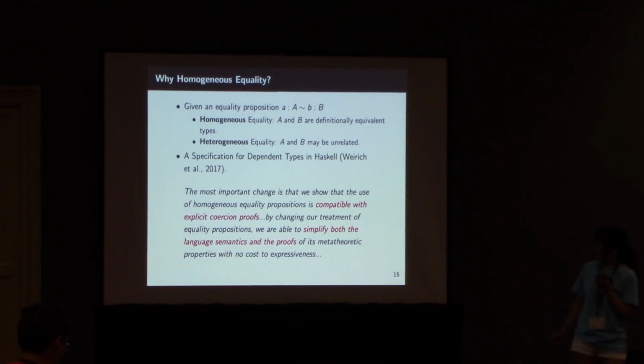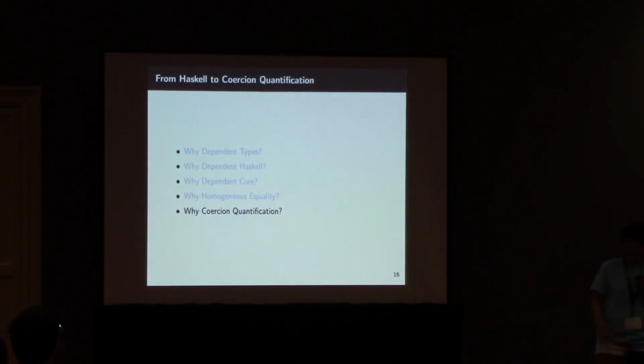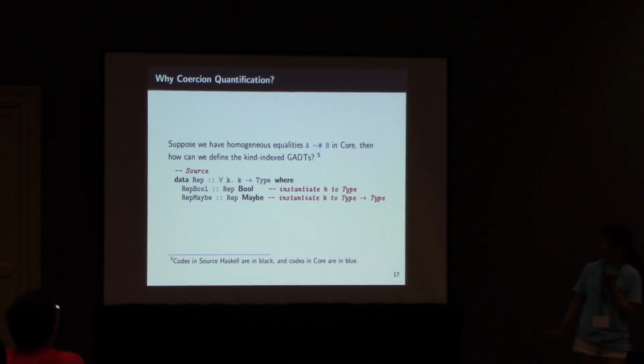So the most important change is we show that homogeneous equality is compatible with implicit coercion proofs, and it simplifies both the language semantics and the proofs. So we want homogeneous equality, but what does the other stuff have to do with coercion quantification? Well, suppose we have homogeneous equality in GHC, which is written like A ~# B in Core.